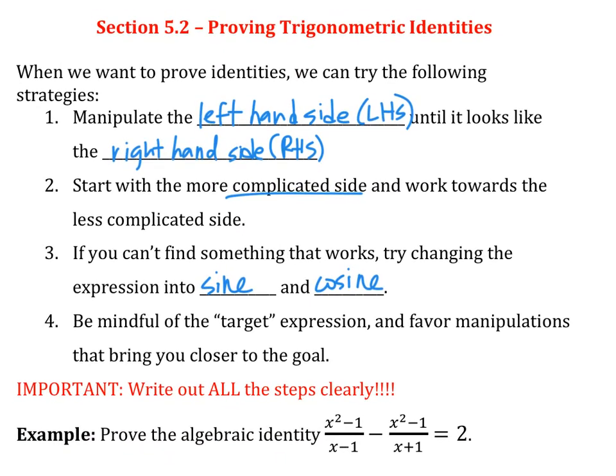And number four is just a warning. Just be mindful of the target. So the target is the right-hand side. You want to make sure you're going towards the target and not just changing whatever looks right to you at the time. You want to favor manipulations that get you closer to the goal. Sometimes you can get really fancy with your manipulation, but it takes you farther and farther away from where you want to be. So please just be mindful of it.